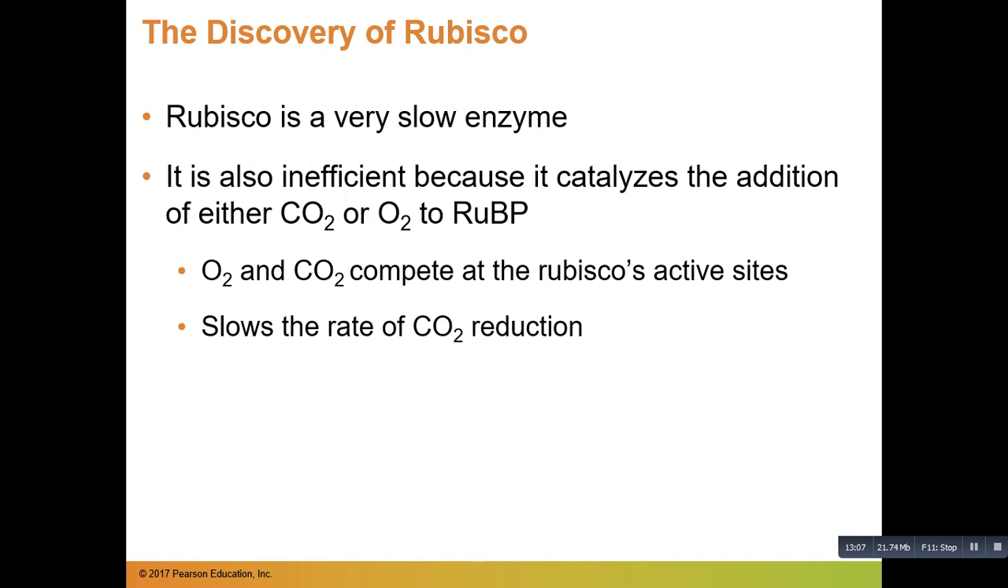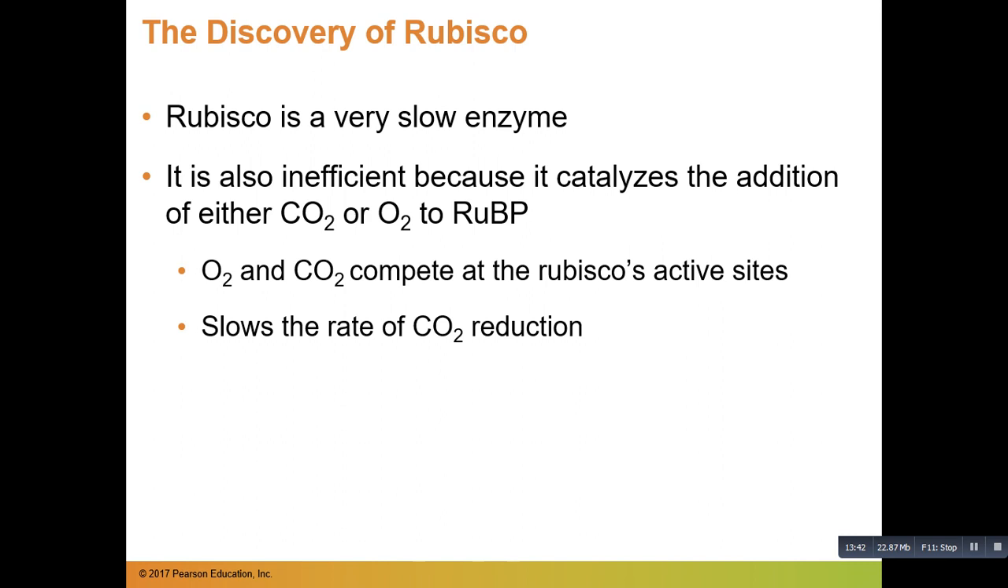It's also very inefficient because it can catalyze the addition of either a CO2 or an oxygen molecule to that RUBP. If it catalyzes CO2 and RUBP, well, then we're driving the Calvin cycle, and that's what we want. When oxygen catalyzes with RUBP, it's not really producing the sugars that we need for the plant.